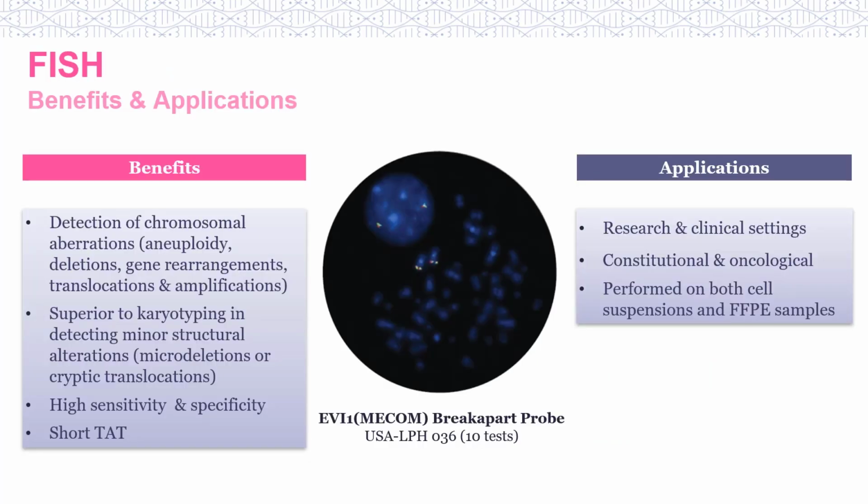As we mentioned in the previous slide, one of the benefits of FISH is the accurate detection of an assortment of chromosomal aberrations. Compared to conventional karyotyping, which involves culturing cells and capturing chromosomes in metaphases during mitosis, FISH allows its analysts to detect aberrations in both the metaphase and interphase stages of the cell cycle. Additionally, FISH provides better detection of minor structural alterations, like microdeletions and cryptic translocations, commonly missed by standard karyotyping.